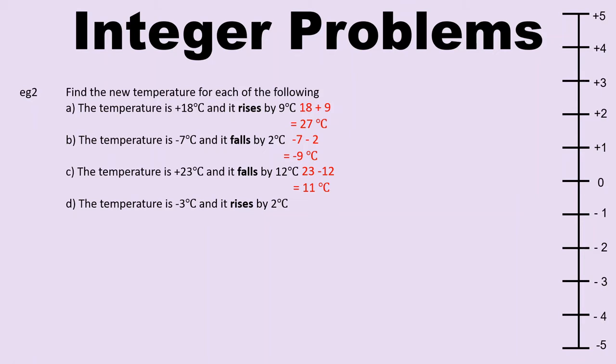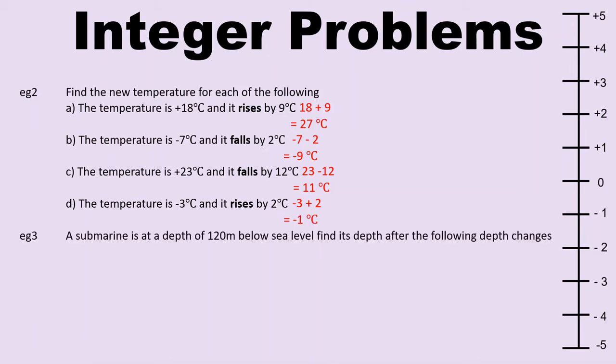And finally, question D, if the temperature starts out at negative 3 degrees Celsius and it rises by 2 degrees Celsius, we're starting with a negative and we're adding to it. It's becoming less negative, but as 2 is less than 3, it's still going to be negative. Negative 3 up 1, 2, still keeps me in the negatives. That's still negative 1 degree Celsius. Let's try another integer problem.